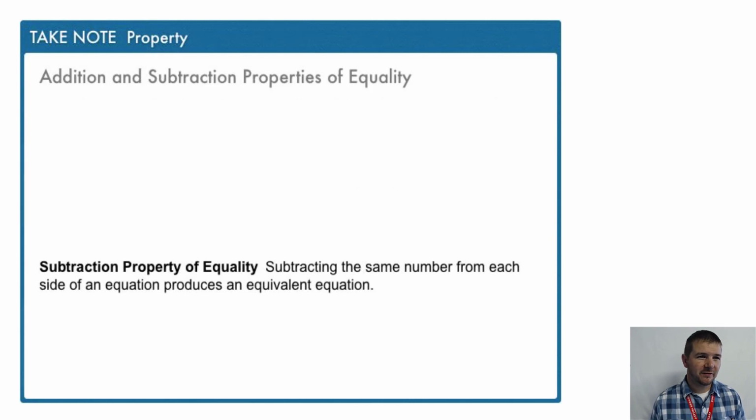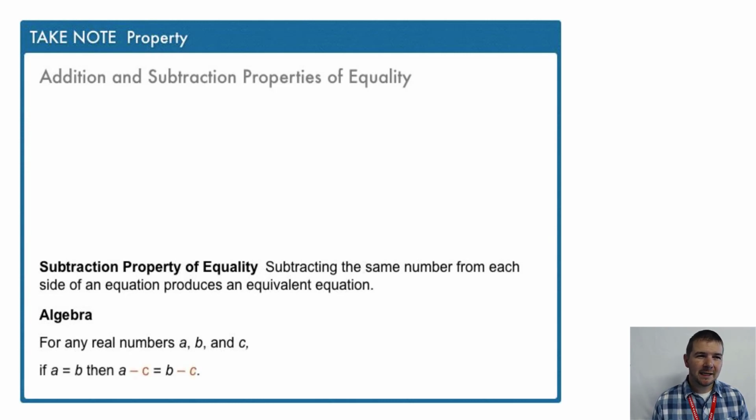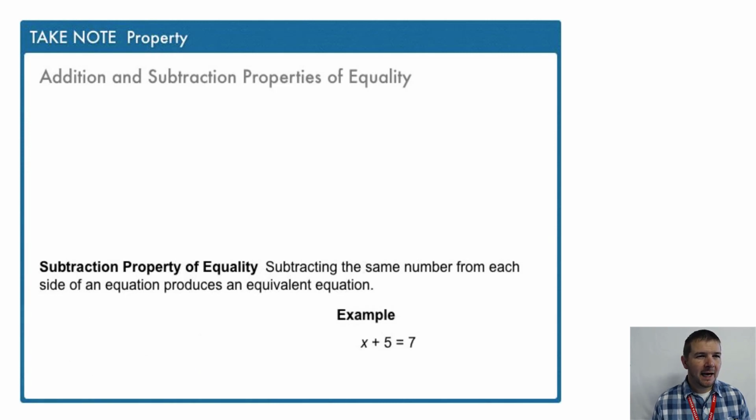The subtraction property of equality. Subtracting the same number from each side of an equation produces an equivalent equation. In terms of algebra, we can state for any real numbers a, b, and c, if a equals b, then a minus c equals b minus c. An example: x plus 5 equals 7, so x plus 5 minus 2 equals 7 minus 2.